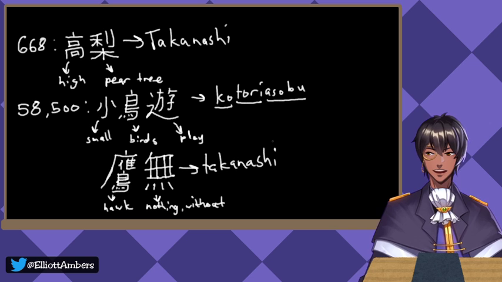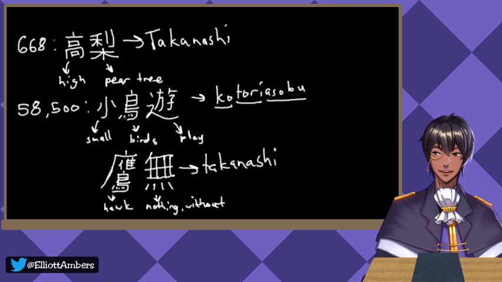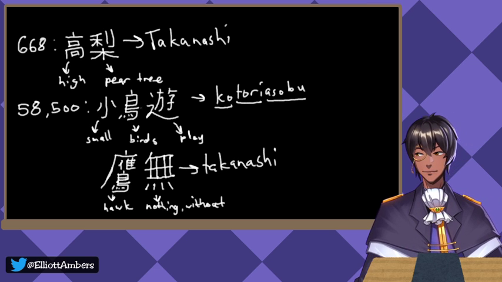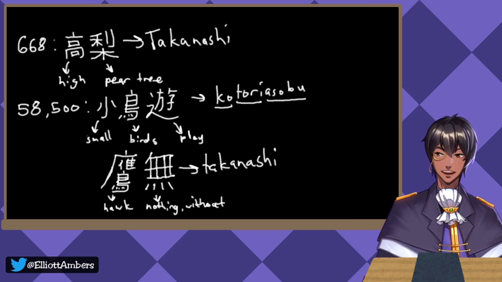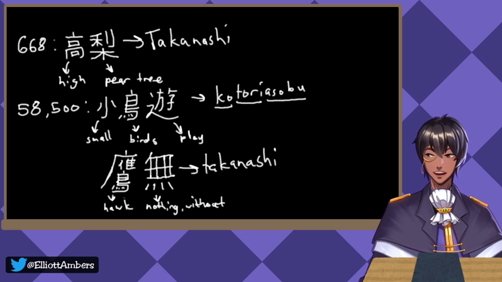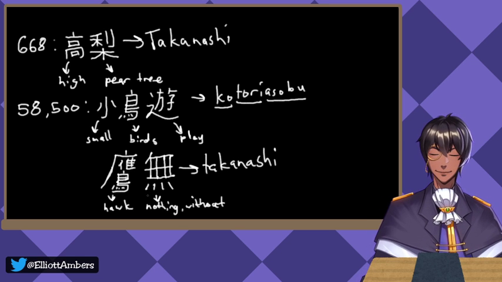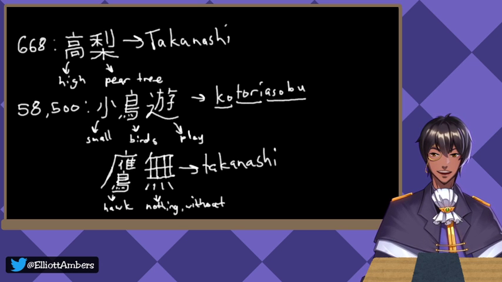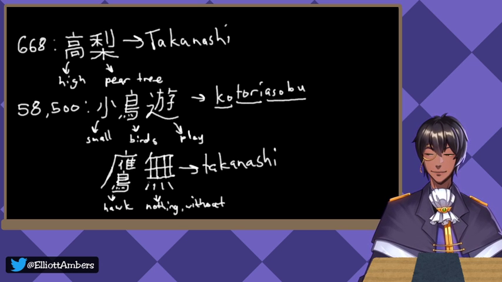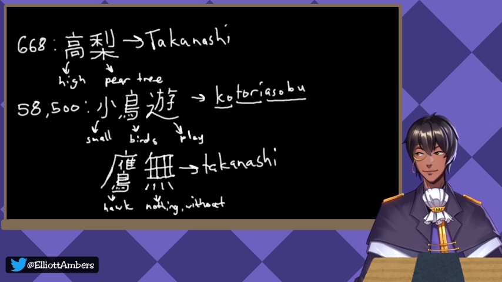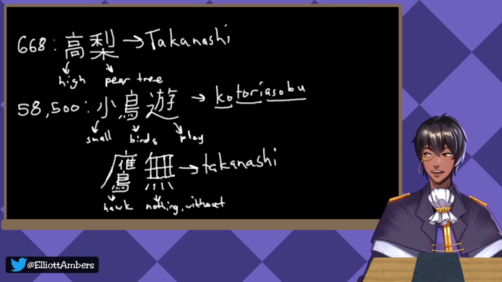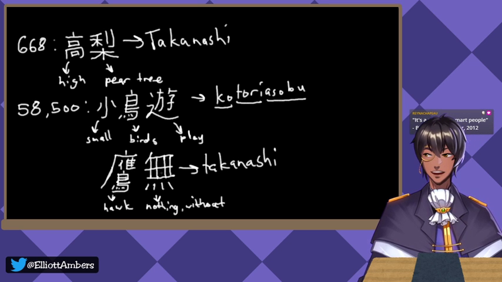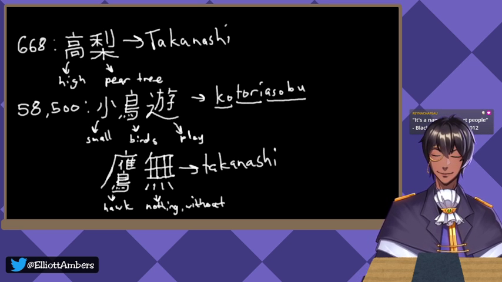So what we get here, Takanashi, the reason why this 58,500th last name is read as Takanashi is because small birds can play outside when there aren't any hawks flying about. It is a very silly play on words here. And looking up the reasons for why that is a possible reading was very mind-boggling. I feel like the closest it's a name for smart people.